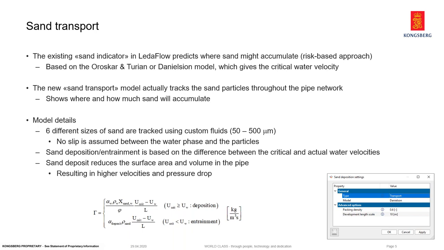The deposition entrainment process is reversible. So if the velocity drops below the critical velocity, then you get deposition in the pipe. And as soon as the water velocity is high enough again, the sand will be entrained again. So it's possible for the sand bed to, for instance, slowly creep along the pipe like that. The effect of the sand deposit is that it reduces the surface area and volume in the pipe, which will result in higher velocities and pressure drop. I'll demonstrate that in the demonstration at the end of this session.